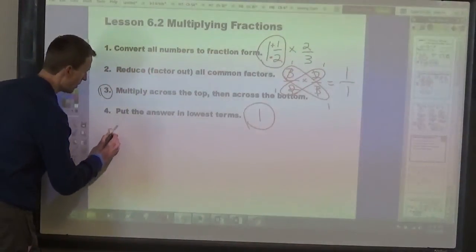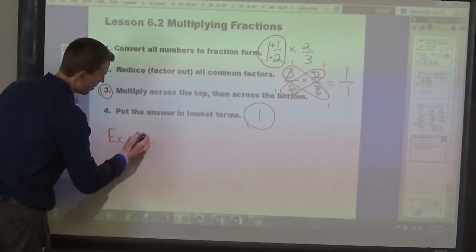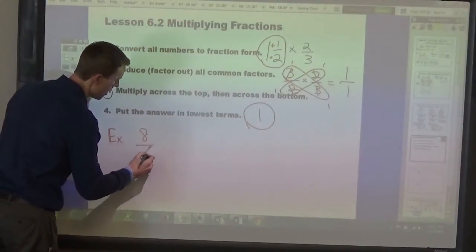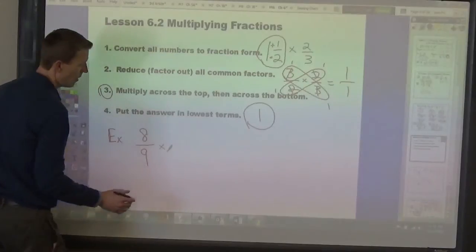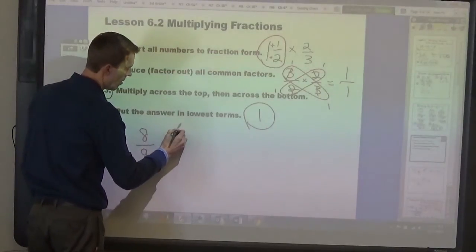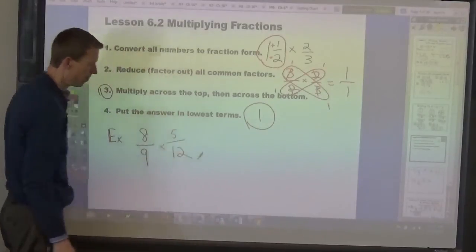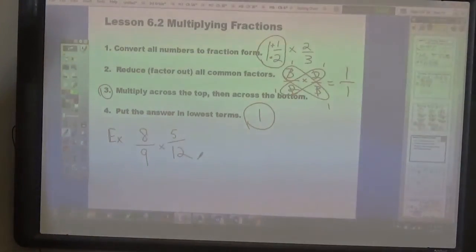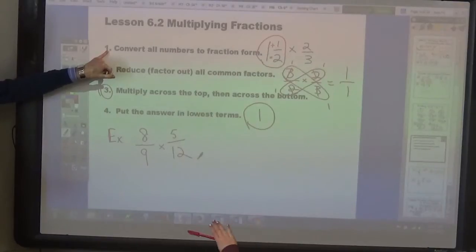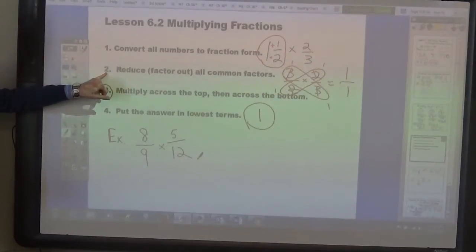Let's look at another example. Let's do 8/9 times 5/12. They're already in fraction form, right? So we don't have to rewrite the numbers. So step 1 is done. Let's go to step 2.